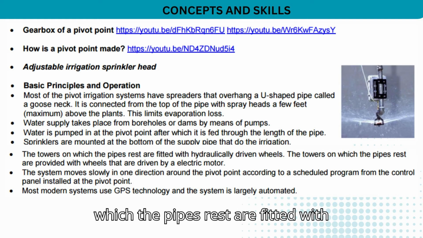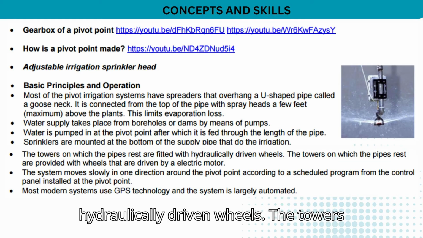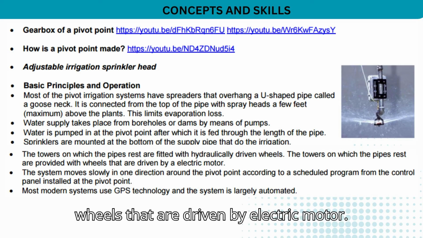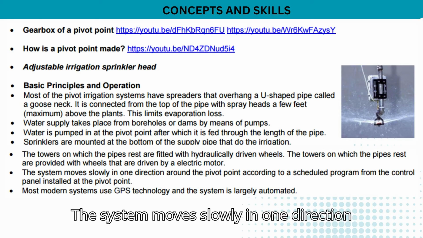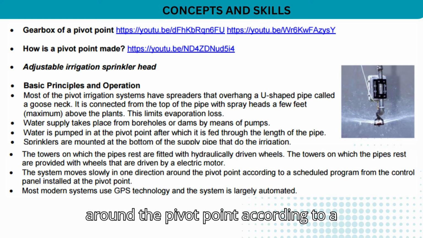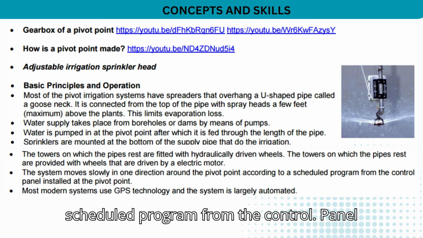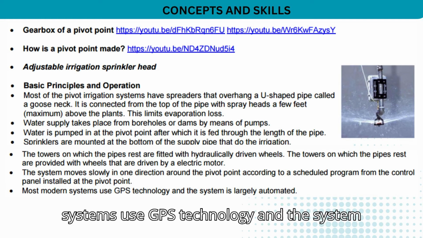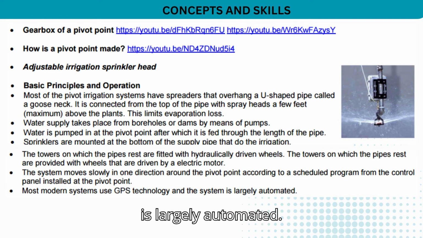The towers on which the pipes rest are fitted with hydraulically driven wheels. The towers on which the pipes rest are provided with wheels that are driven by electric motor. The system moves slowly in one direction around the pivot point according to a scheduled program from the control panel installed at the pivot point. Most modern systems use GPS technology and the system is largely automated.